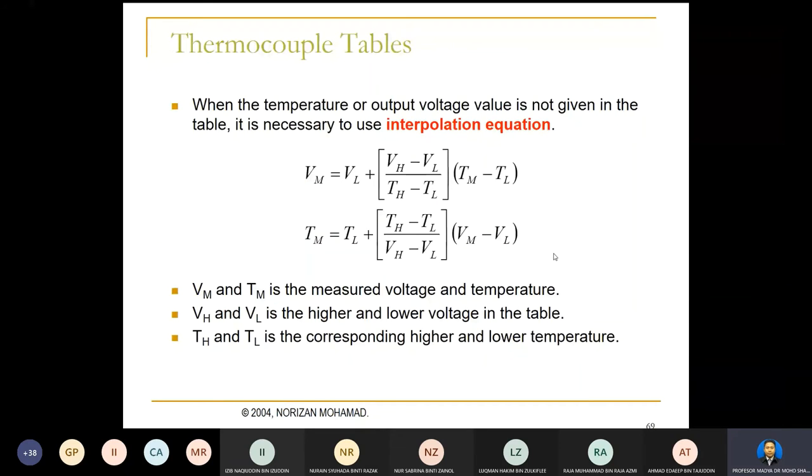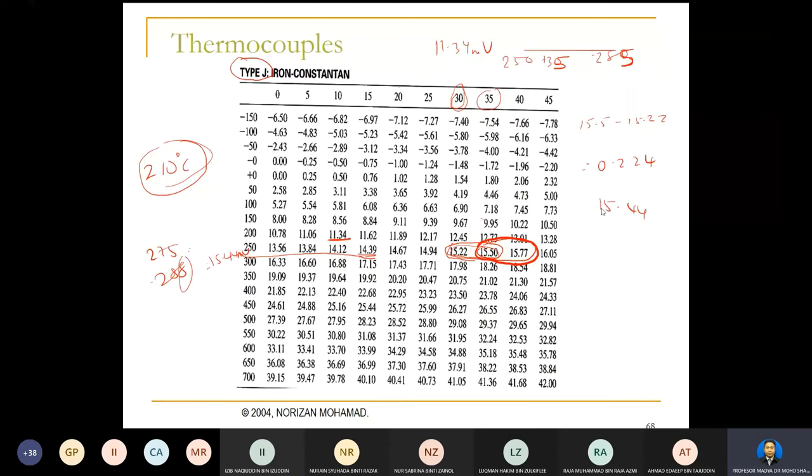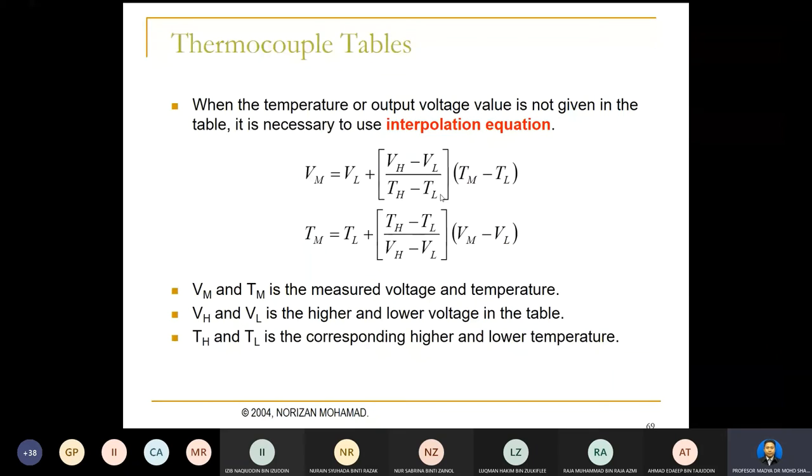Next, when the temperature or the output voltage value is not given in the table, it is necessary to use the interpolation equation. So that's why we use this formula. So Vm equals Vl, where Vm is the measured voltage and Tm is the temperature. So Vm equals Vl plus (Vh minus Vl) over (Th minus Tl), multiplied by the difference. So we have to use this formula, the interpolation equation. That's why we got a different answer.